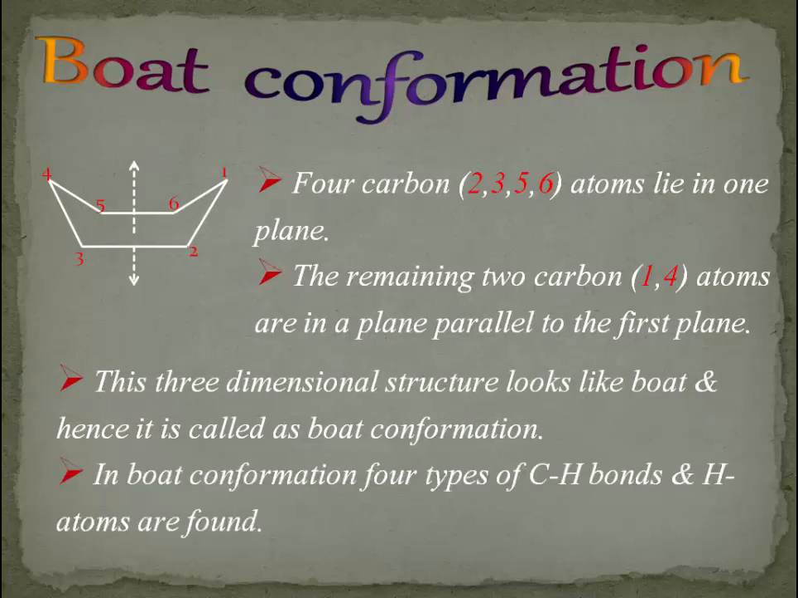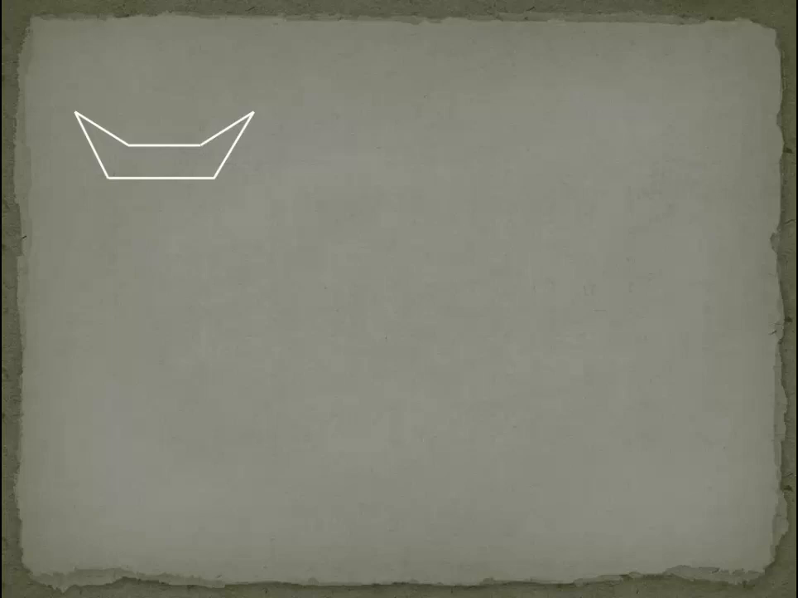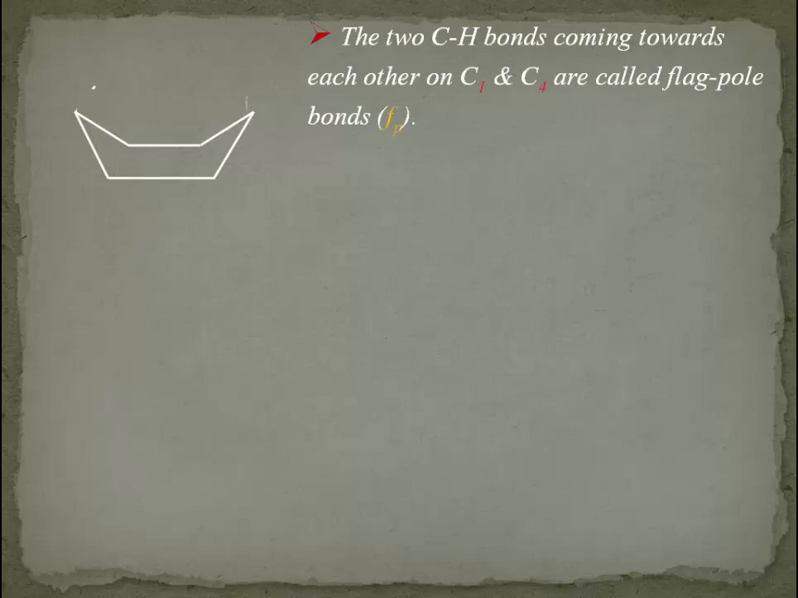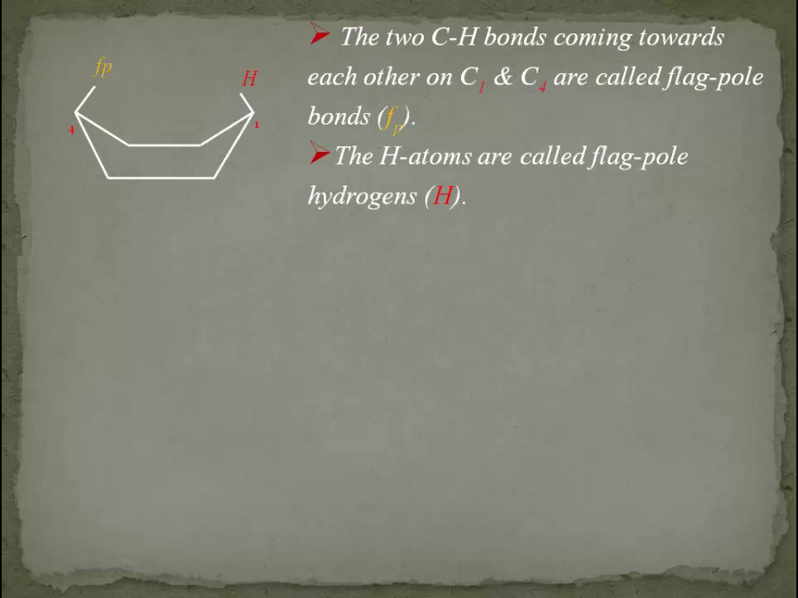In boat conformation, four types of C-H bonds and hydrogen atoms are found. Now let us see the four types. First of all, we will see the structure of boat conformation. The two C-H bonds coming towards each other on C1 and C4 are called flagpole bonds, and the hydrogen atoms are called flagpole hydrogens. The distance between them is only 1.83 angstrom.